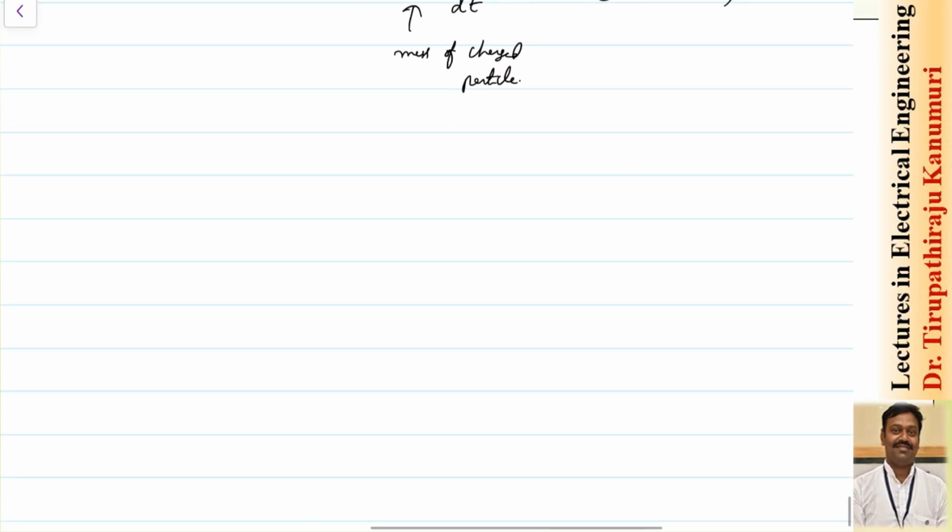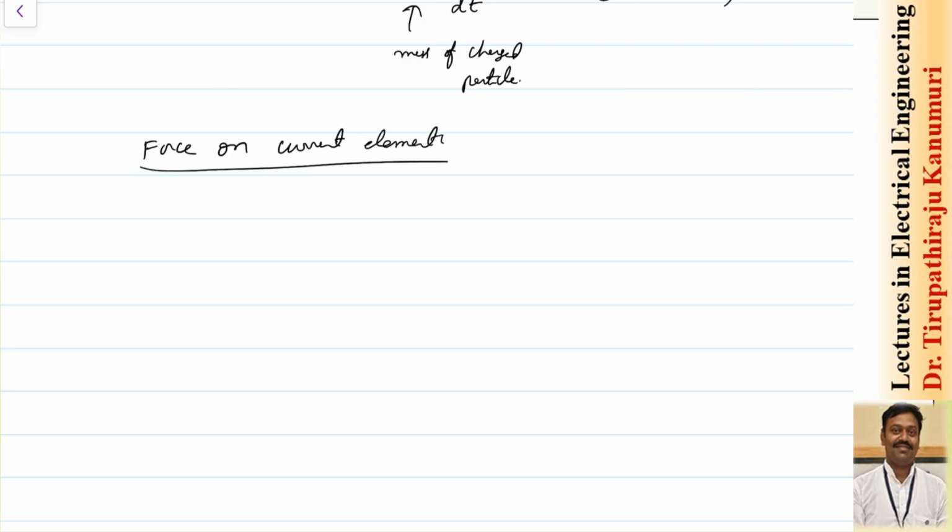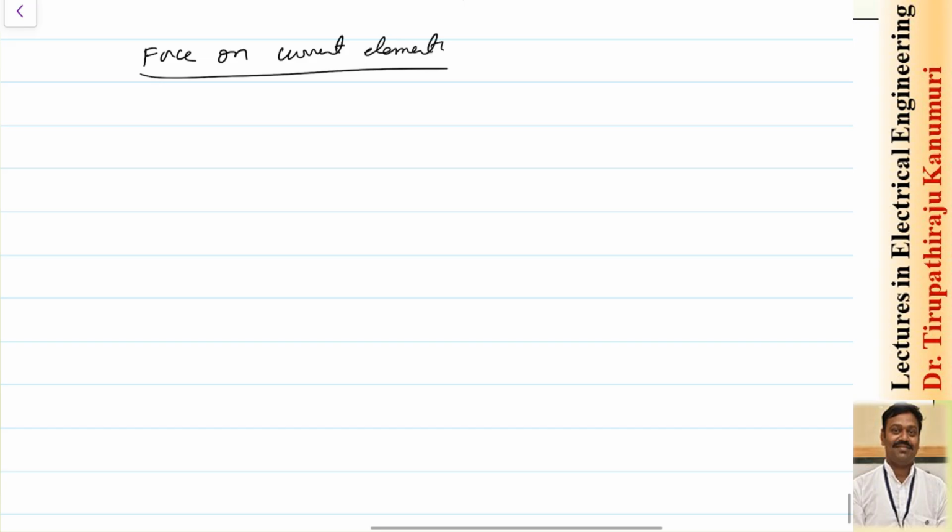Now, let us see what will be the force on a current element. Inside a magnetic field, an element or a current carrying conductor is there. What will be the force exerted on this? Because it is a current carrying element, the charges are moving with respect to time. That means there is a velocity of the charged particles, so automatically force can be exerted.